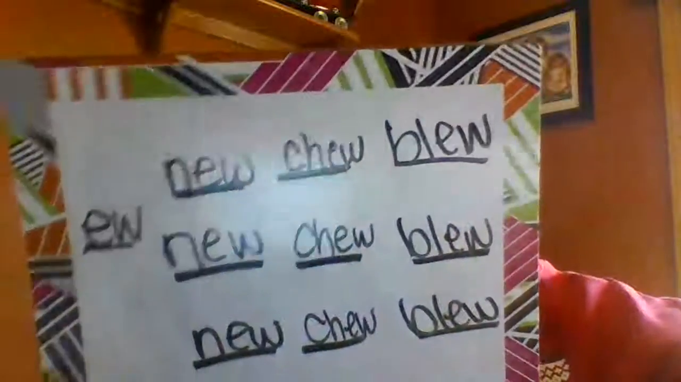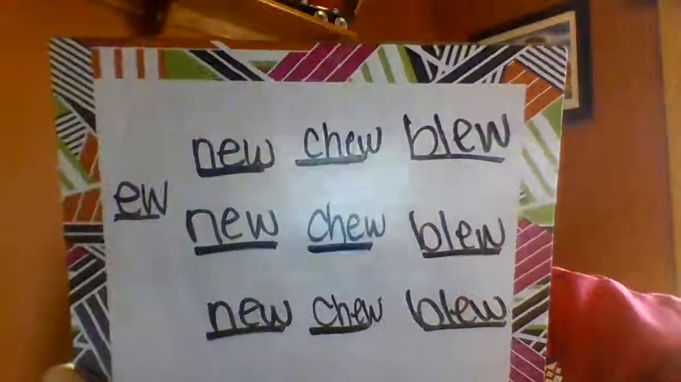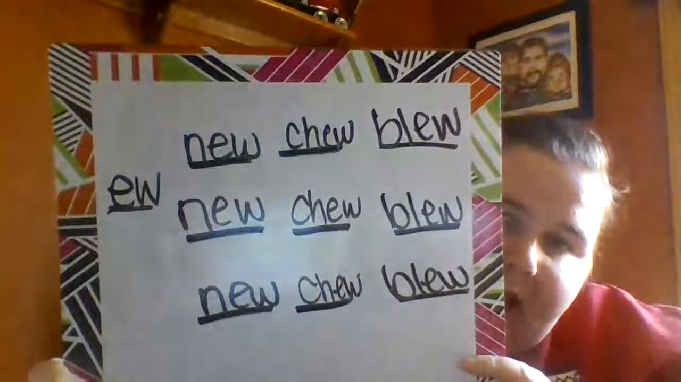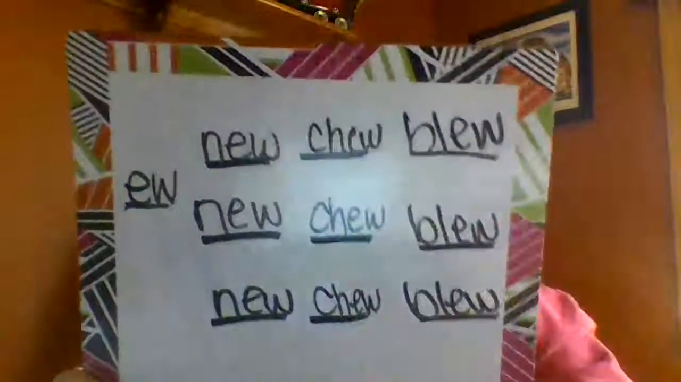So remember, the rule for E-W is E-W is the first choice for writing that ooh sound at the end of the word. Okay? And we'll work on this also tomorrow, too.